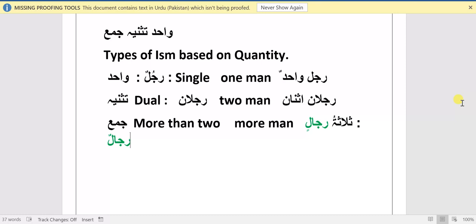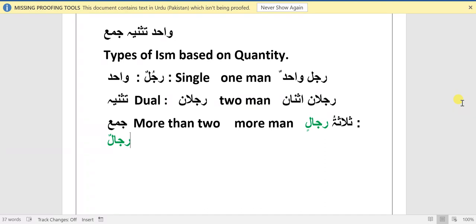When we have a specific number, we use the Jama with a specific number. When we do not have any specific number, we can simply use Jama. It's okay if you are not able to understand this concept right now, or maybe I'm not able to explain it clearly because of my weak English.